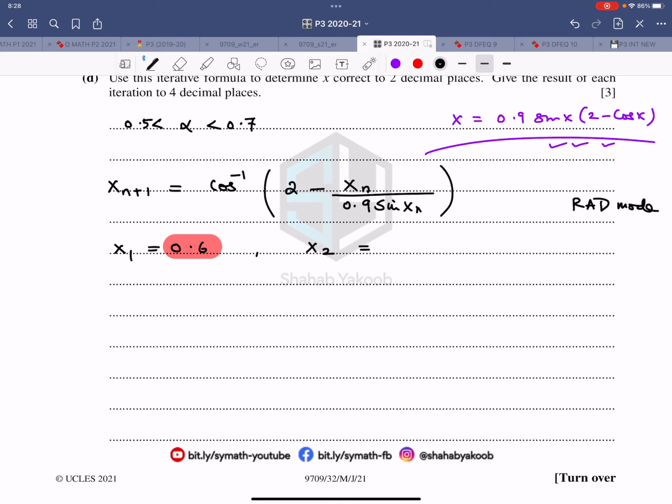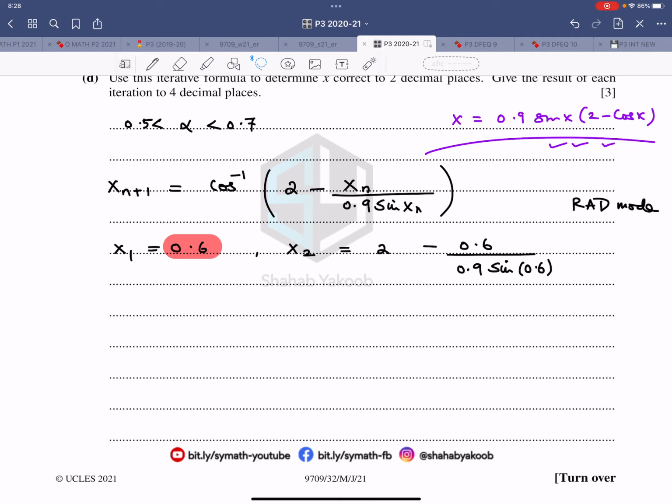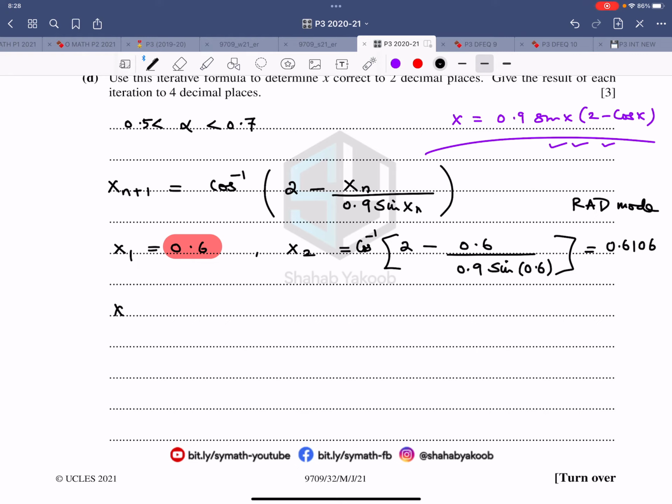That is 2 minus 0.6 divided by 0.9 sine of 0.6. Of course, it's in radians, and don't forget the cosine inverse. So let me shift this a little bit over here, and this thing is cosine inverse. And then this value comes out to be, I've already calculated, 0.6106. So x2 is 0.6106, x3 comes out to be 0.6151. And then move on, x4 is 0.6170. Move on, x5 is 0.6178.